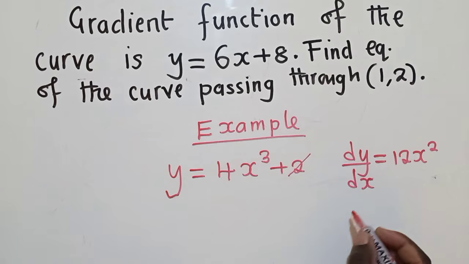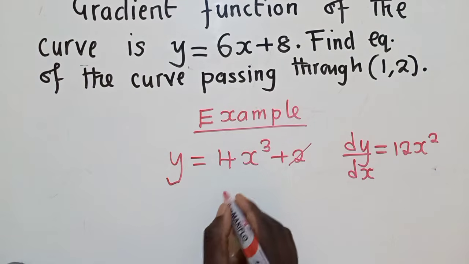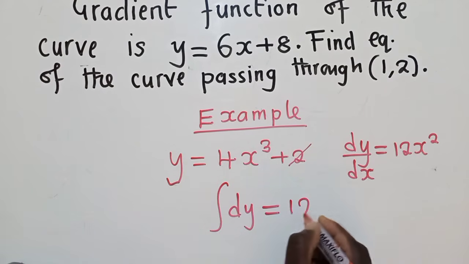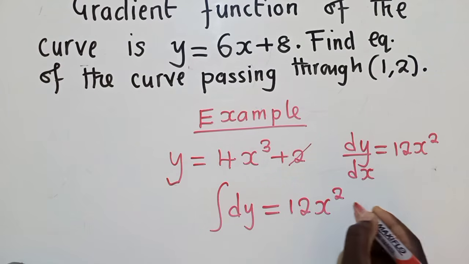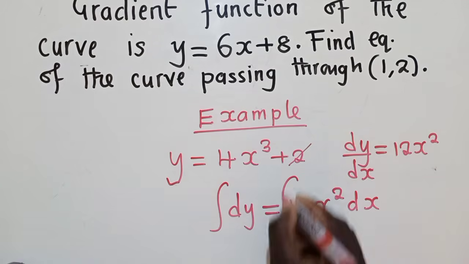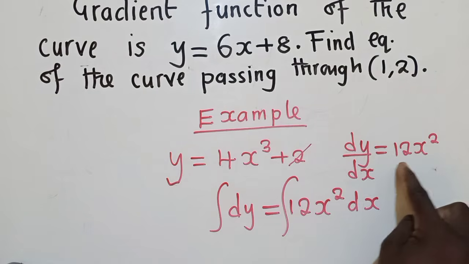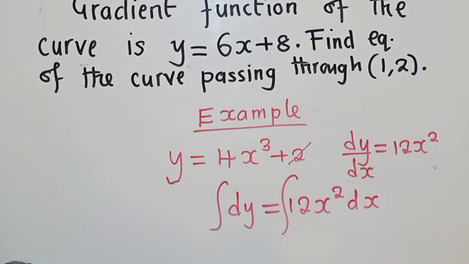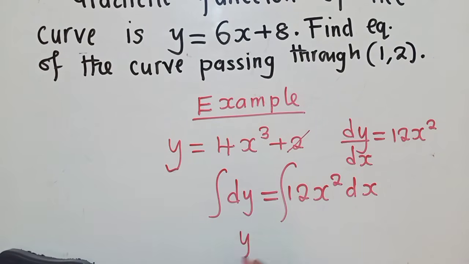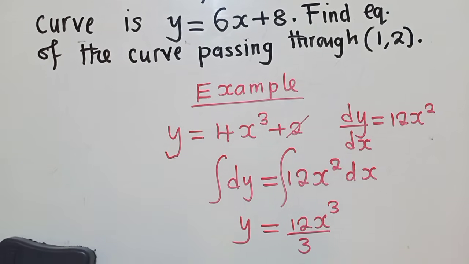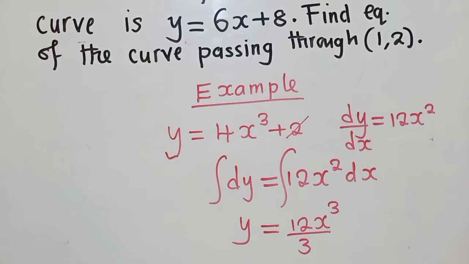So what we're going to do here is to just write this like this. Integral of dy is equal to 12x power 2 dx. Actually, here is supposed to be an integral. We integrate both sides. Okay? We just integrate this. So what you're going to remain with here will be just y is equal to 12x power 3 over 3. So I guess you people know how to integrate.